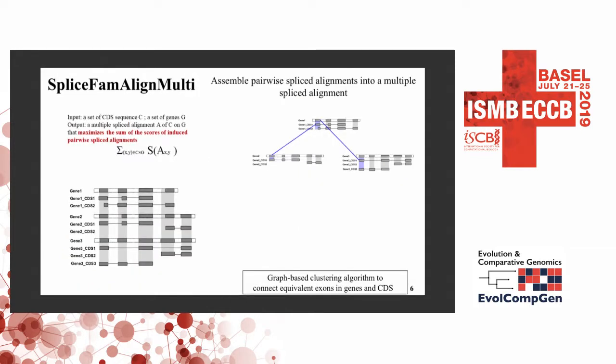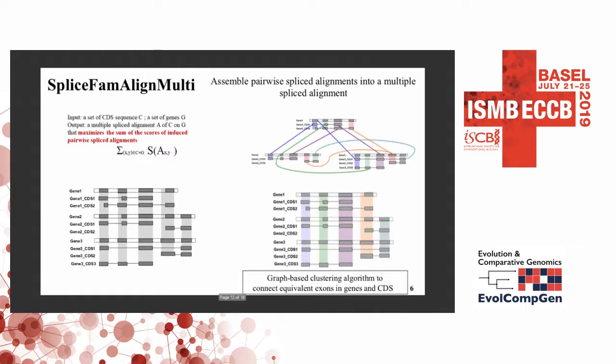We extend our pairwise alignment to a multiple spliced alignment, and we want to maximize the sum of the scores of the induced pairwise spliced alignments. To do this, we use a graph-based clustering algorithm. We want to detect connected equivalent exons, and once we have the connected exons, we make our multiple spliced alignment.